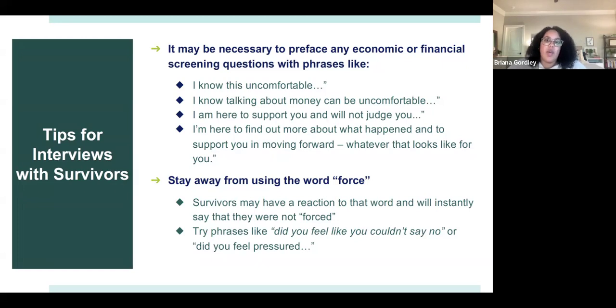You also want to stay away from using the word force. I know that force is in the definition of coerced debt, and when we're talking about coerced debt, we use words like threat, force, and fraud, but survivors can potentially have a very heavy reaction to the word force and will, for example, instantly say that they were not forced. No one wants to believe that they've done something that they didn't fully consent to. And so that's why you may get those very strong reactions. Instead, you want to try phrases like, "Did you feel that you couldn't say no?" Or, "Did you feel pressured?"